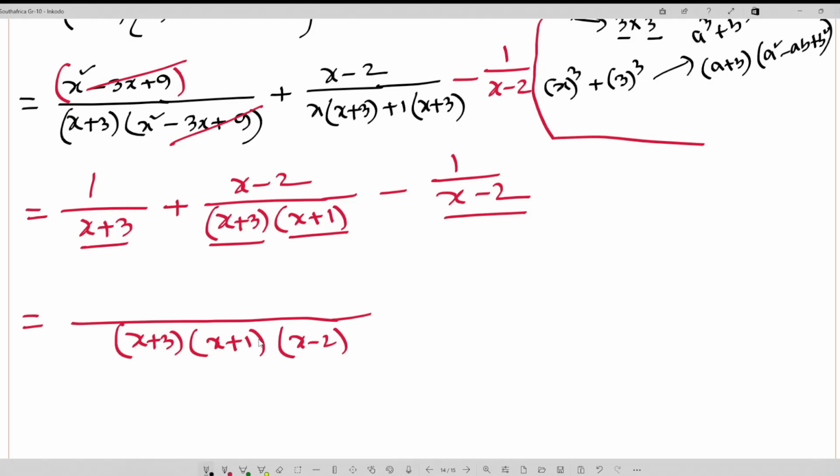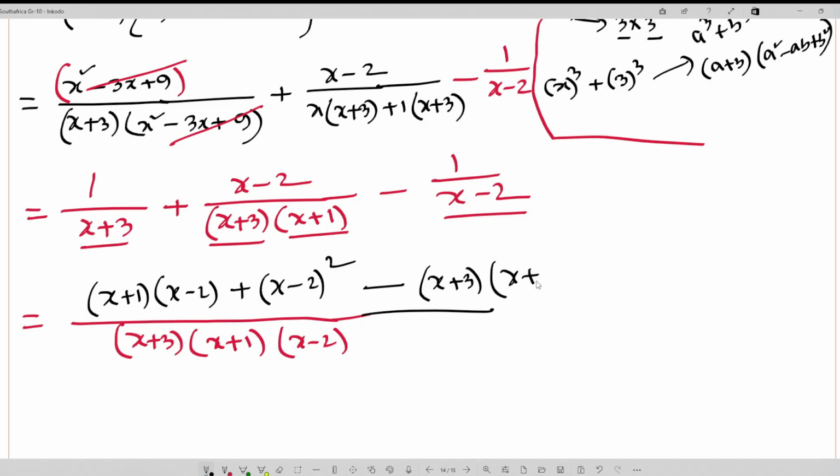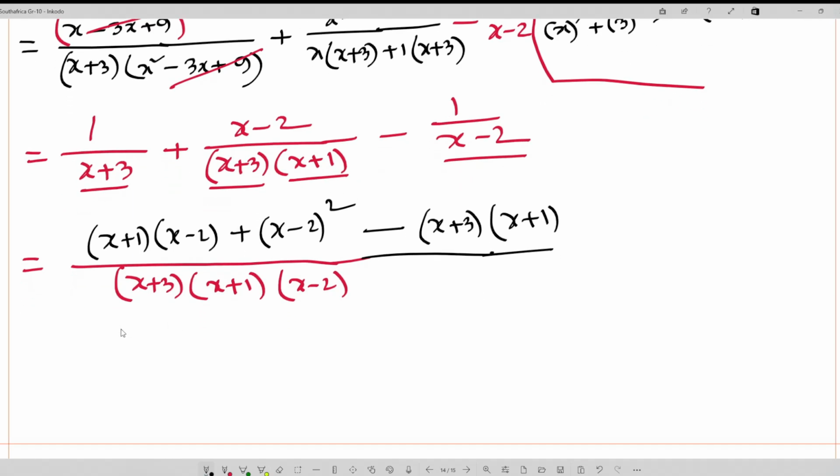So once we divide this LCM by x plus 3, we can write here x plus 1 and x minus 2. And here x minus 2 is common, and in the numerator x plus 3 and x plus 1, so we can write x minus 2 whole square, right, minus, and here x minus 2 cancels out, so we can write here x plus 3 and then x plus 1. Now here is x plus 3, x plus 1, x minus 2, okay.